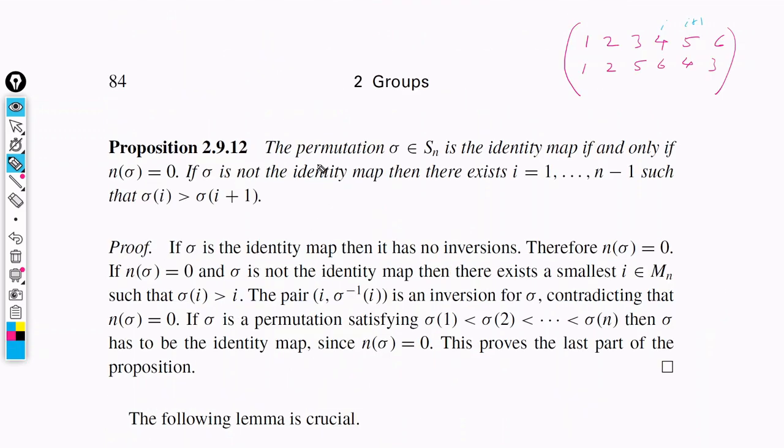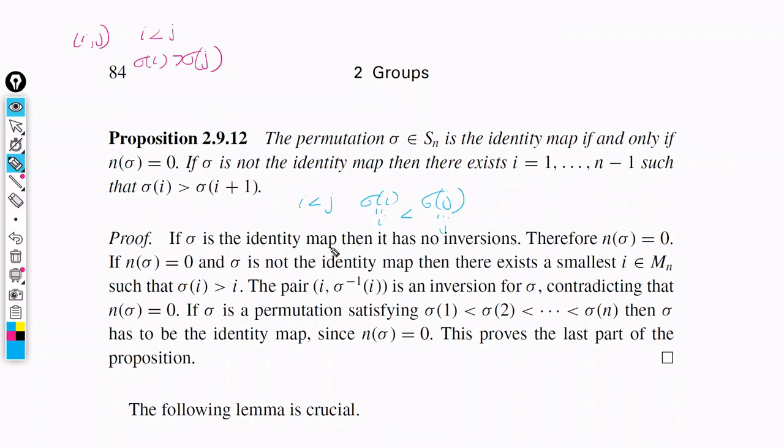Okay, next proposition. The permutation sigma belonging to S_n is the identity map if and only if n(sigma) equals 0. Similarly, if sigma is not the identity map, then there exists at least one i from 1 to n minus 1 such that sigma(i) is greater than sigma(i+1). In this example it is clear, but what about these two pairs? Sigma(4) is greater than sigma(5) because sigma(4) is 6 and sigma(5) is 4. So the theorem says there is at least one i such that sigma(i) is greater than sigma(i+1).